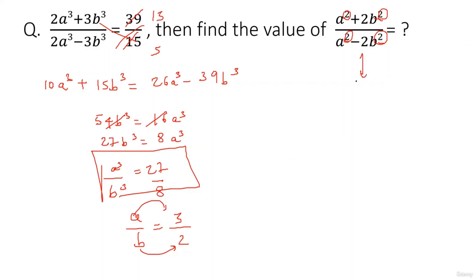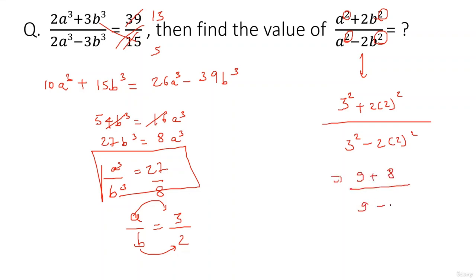So we solve it now very quickly. The answer is (3 square plus 2 into 2 square) upon (3 square minus 2 into 2 square), right? So 3 square is 9 plus 2 into 4 is 8. 3 square is 9 minus 2 into 4 is 8. 9 plus 8 is 17. 9 minus 8 is 1. So the answer is 17 is to 1.